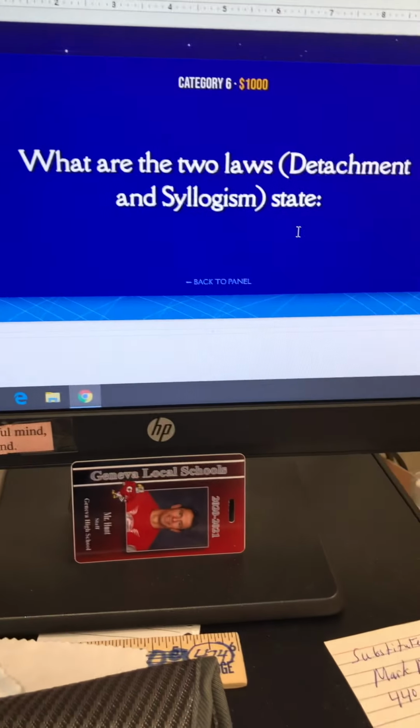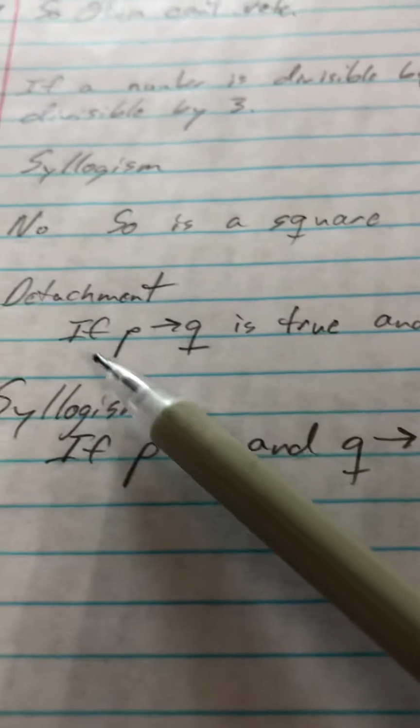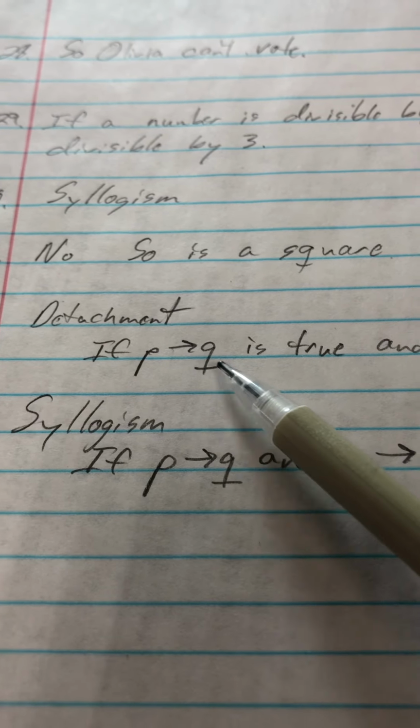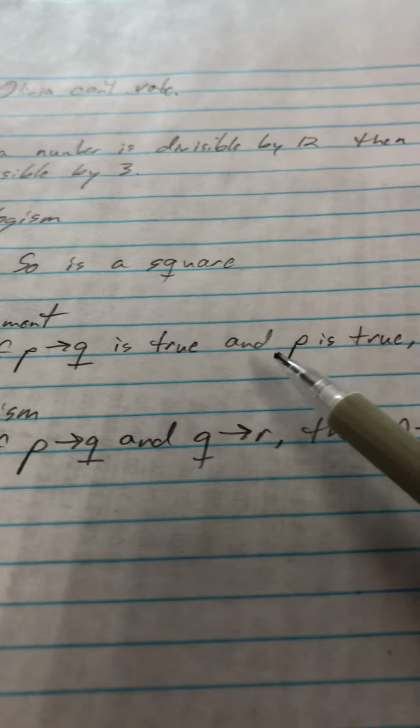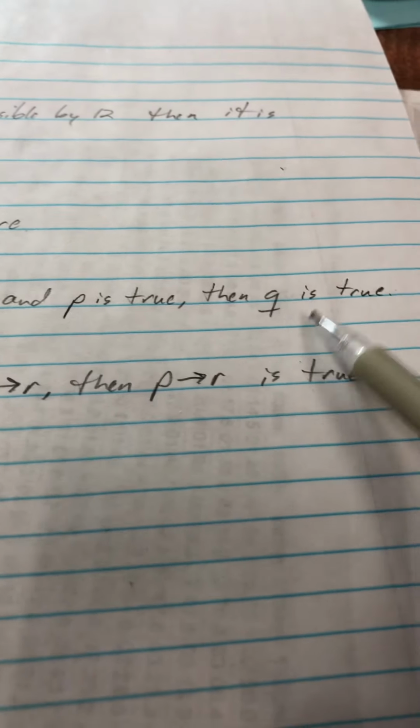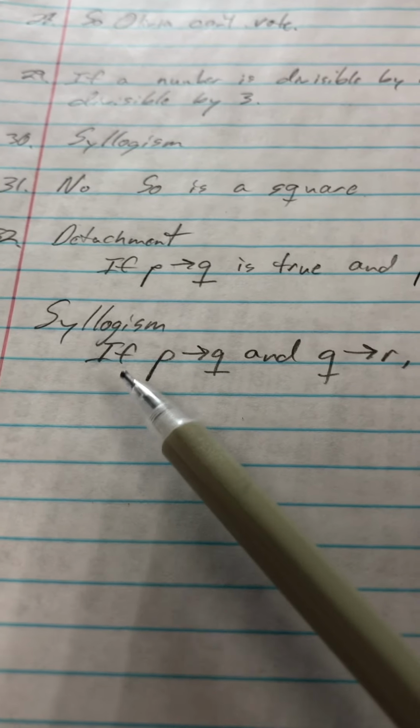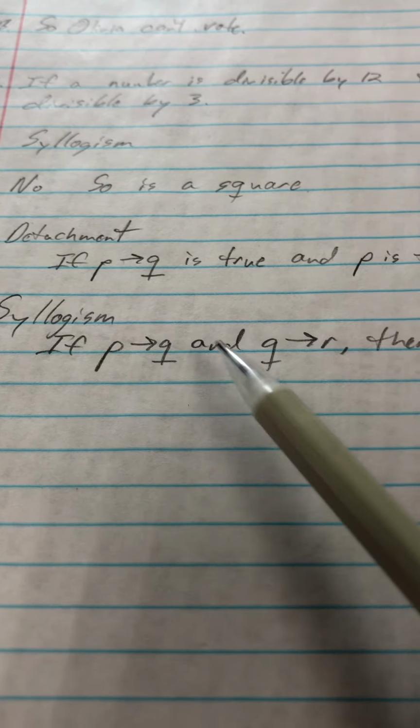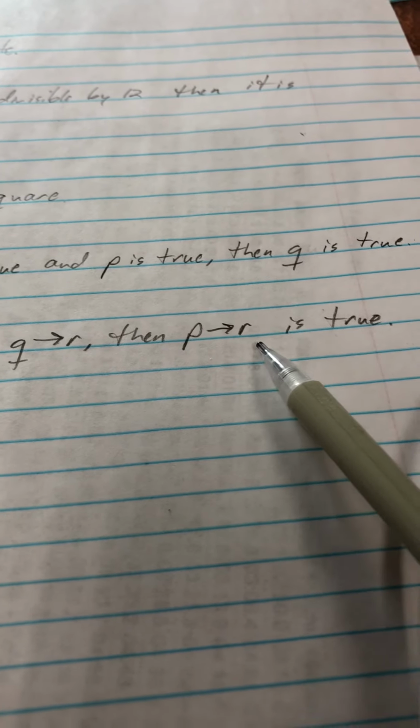What are the two laws and what do they state? So the law of detachment: if P implies Q is true and P is true, then that means Q is true. The syllogism is if P implies Q and Q implies R, then P implies R will be true.